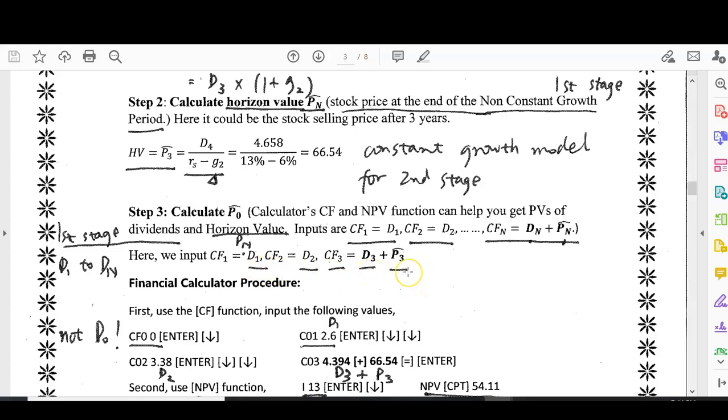We discount horizon value P3 because it is the discounted value of all the dividends in the second stage, to time 3. So now we want to discount it to time 0. Okay, and because D3 and P3 occur at the same time, we can input them together as cash flow 3.